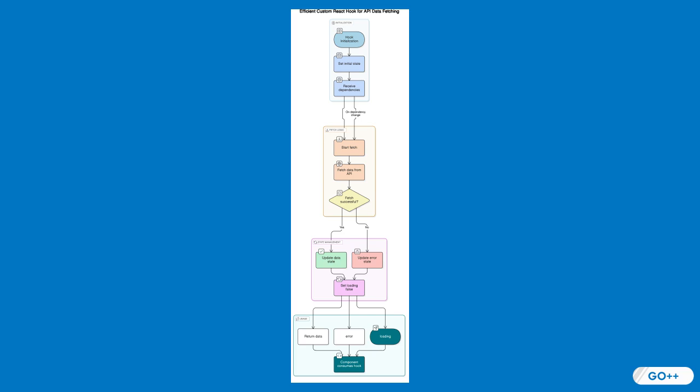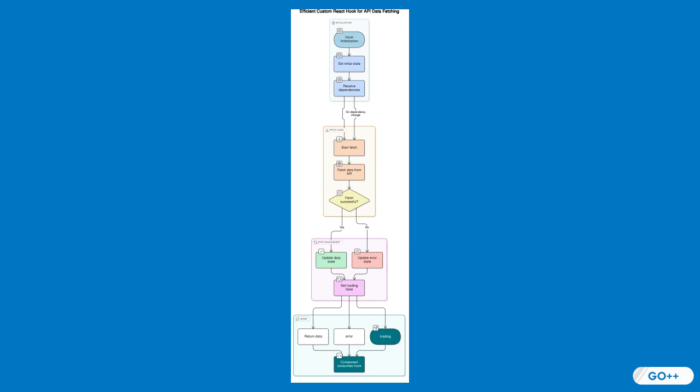A custom hook for data fetching abstracts away the repetitive logic of making API requests, managing loading states, and handling errors. This abstraction not only promotes cleaner code, but also ensures a separation of concerns, as each component can focus on its own logic and presentation, leaving the data fetching to the custom hook.